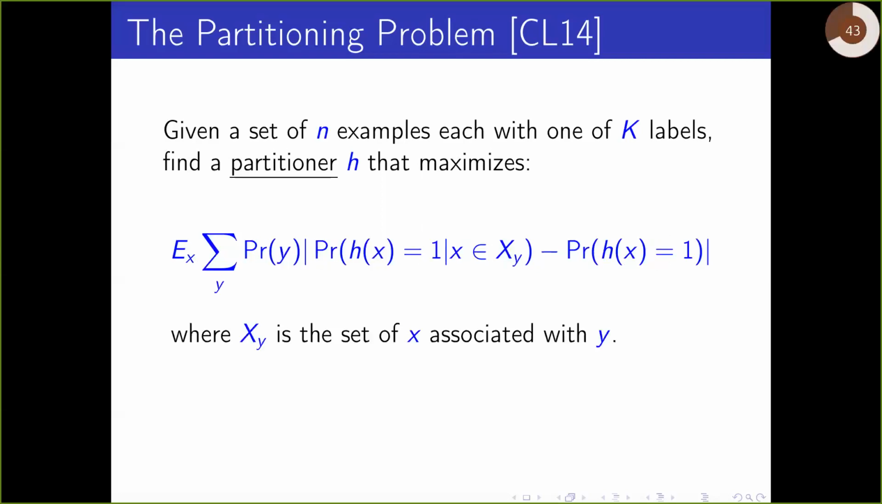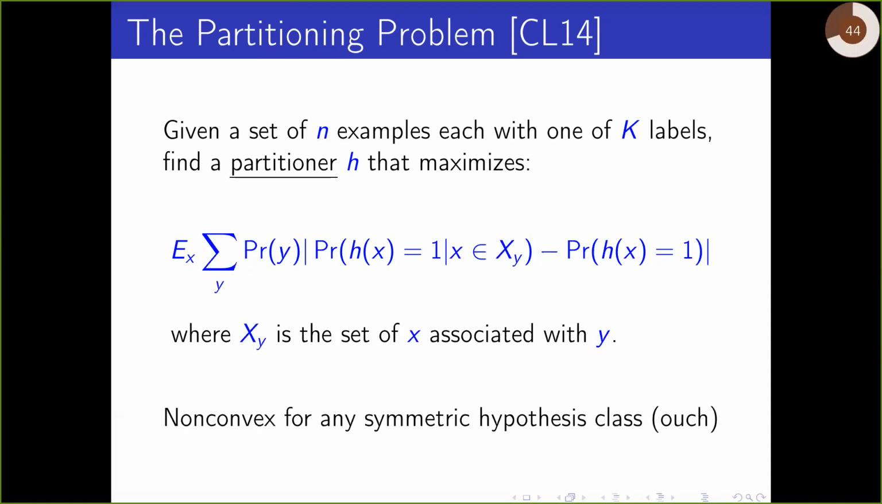Okay, so you can factor out the probability of y, and then you can see that you're comparing the marginal probability of going right to the probability of going right conditioned on the class label. And then this is all weighted according to the proportion of the labels in the data set itself. Okay, so this is a criterion. You would like to maximize this criterion in order to achieve a good partition.